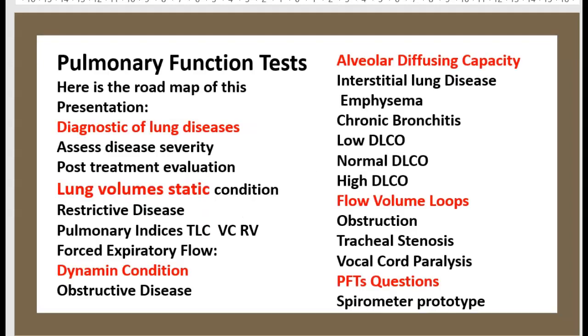Here's the roadmap of this presentation: diagnostic of lung disease, lung volume static, dynamic condition, alveolar diffusion capacity, flow volume, pulmonary function test questions, and spirometer prototype.